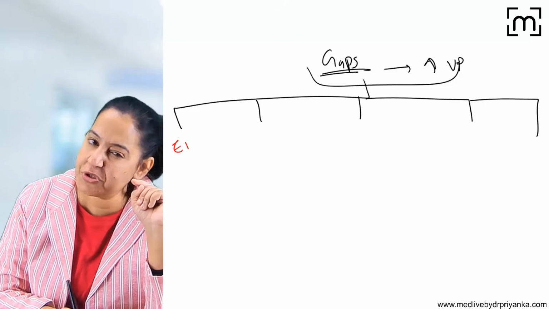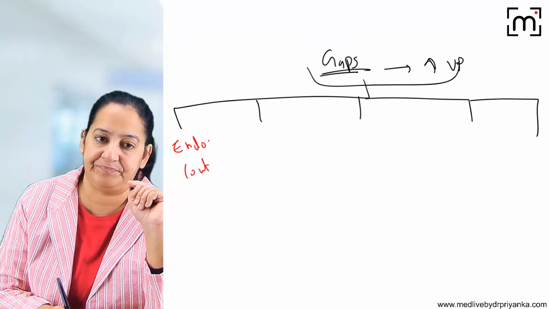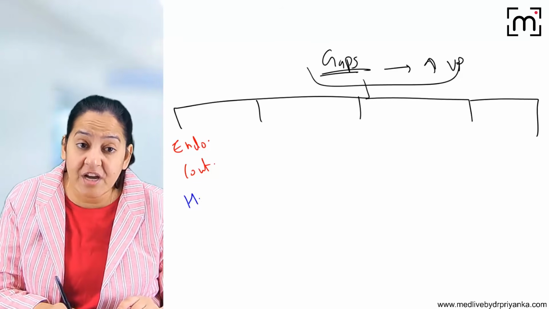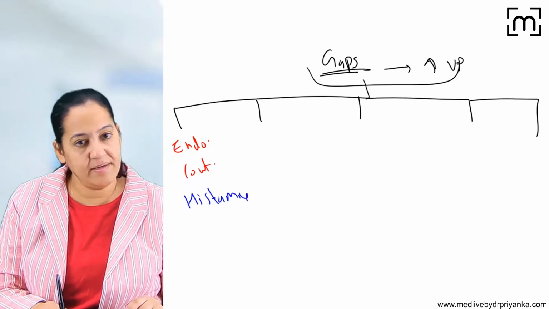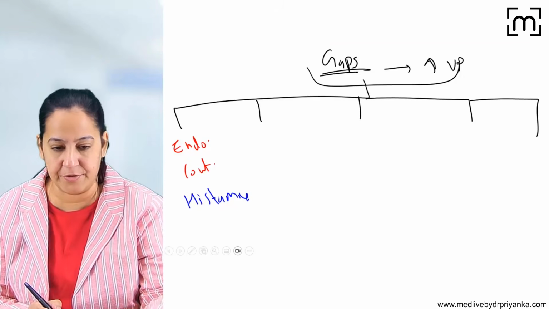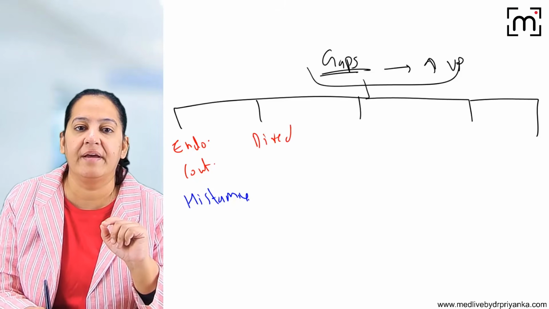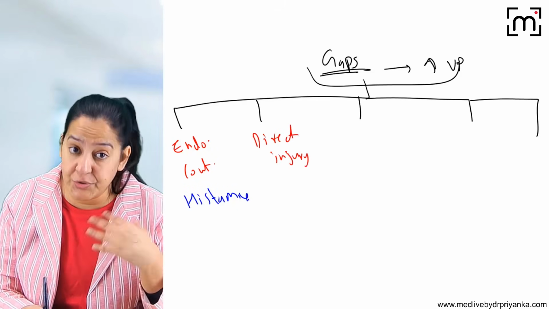The first one, the most common, is endothelial contraction. All the endothelial cells contract because of histamine, and the gaps are produced. 90% of gaps are produced because of this. The second, they are produced by terrorists. Terrorist means direct injury, direct injury by an injurious agent.